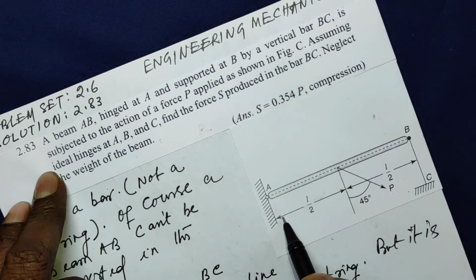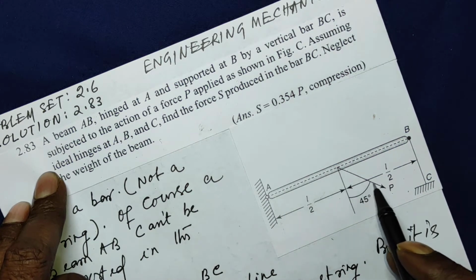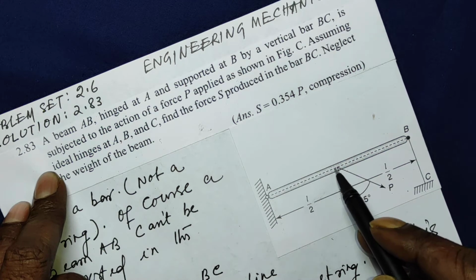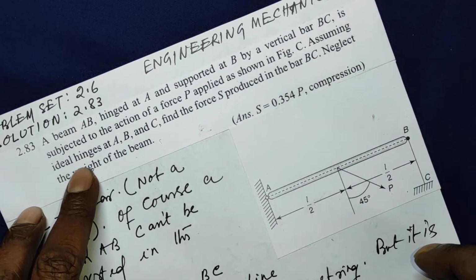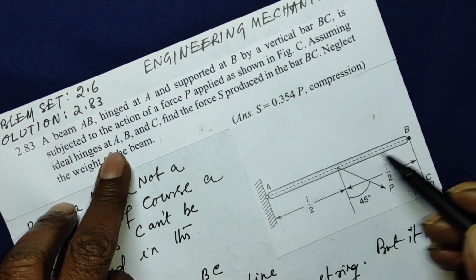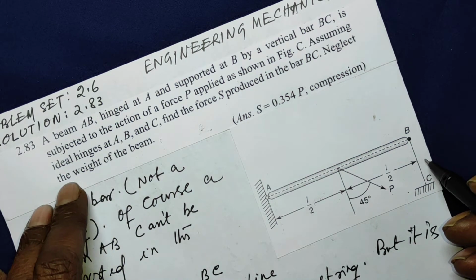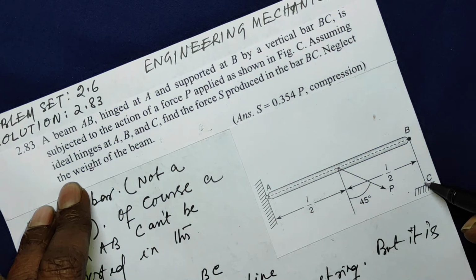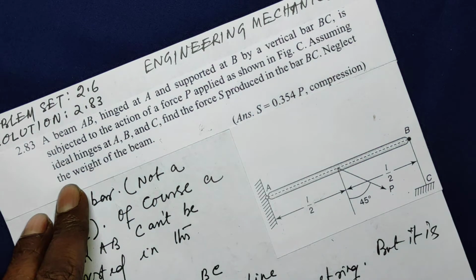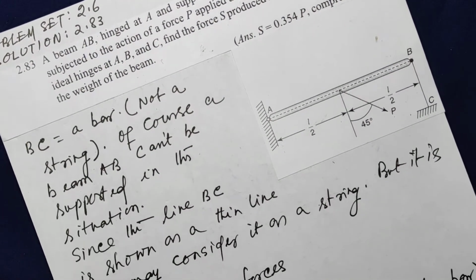Here, at a distance L by 2, the force P is applied in this direction, making an angle of 45 degrees with the vertical. Assume ideal hinges at A, B, and C. Find the force S produced in the bar. What axial force, the tensile force, will be developed in the bar, that is to be found out. Neglect the weight of the beam. The beam AB is weightless. So let me proceed.